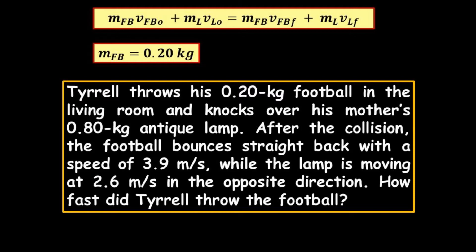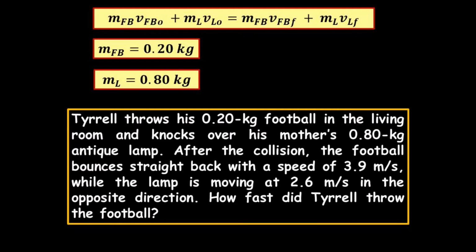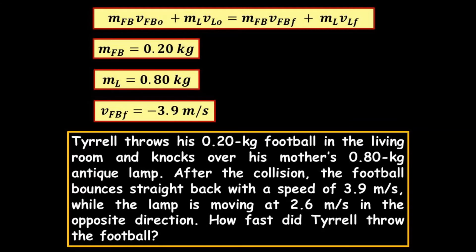The mass of the football will be 0.2 kilograms. The mass of the lamp will be 0.8 kilograms. Notice that the lamp is considerably heavier than the football. Now remember, we're trying to find the initial velocity of the football.